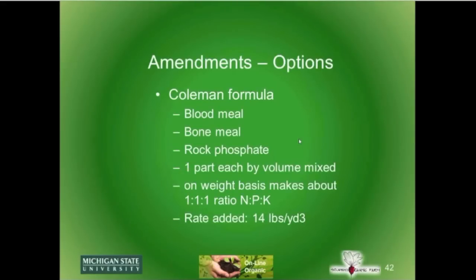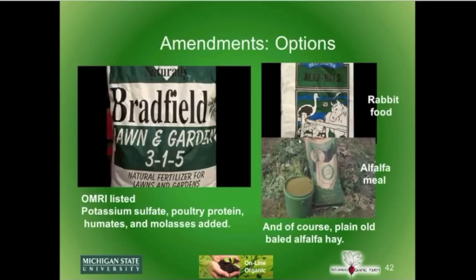So the idea of a pound per cubic yard, a cubic yard is 27 cubic feet, is a good way to begin. One of the most common recommendations that a lot of farmers who make their own media would use is this one by Eliot Coleman, mentioned in The New Organic Grower, of taking equal parts of blood meal, bone meal, and rock phosphate, equal parts by volume, and then adding that to the potting mix at a rate of roughly 14 pounds per cubic yard. And it ends up making a fertilizer material that's about equal amounts of N, P, and K.